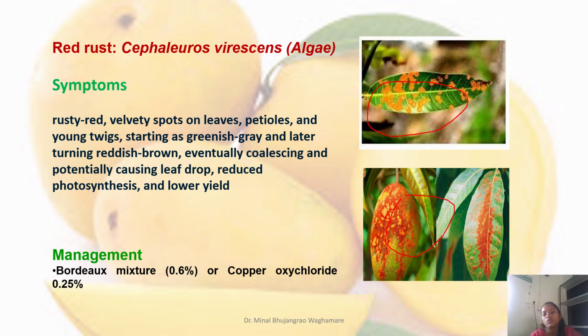Later, these spots turn brownish in color, and eventually they collapse and lead to a lowering of the rate of chlorophyll as well as a lowering of the rate of photosynthesis. Eventually, defoliation, that is leaf dropping, takes place and it impacts the yield. In their management, we can go for the Bordeaux mixture 0.6% and copper oxychloride 0.25%, that is 2.5 gram per liter.